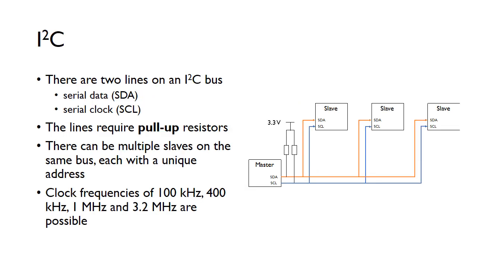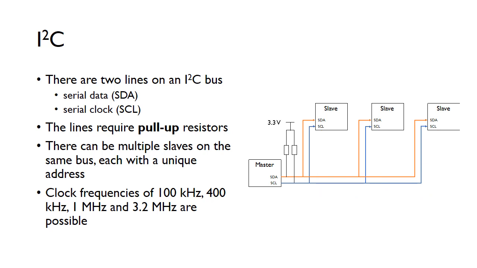With I2C, there are two lines on the bus. You've got the serial data and serial clock, but just as is the case with UART, they need voltage levels on these lines which represent ones and zeros, so they need to share a common ground. So typically there will be three lines. You've got your data line, a clock line, and then ground as well.